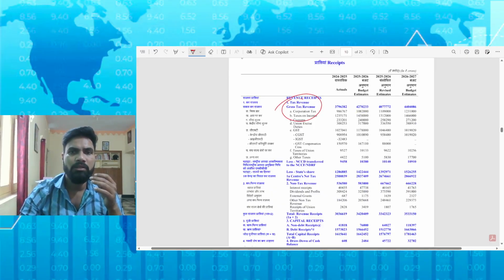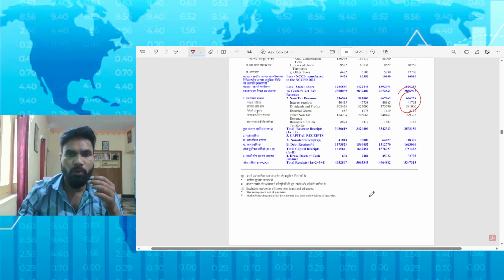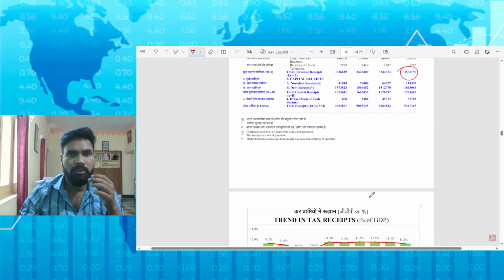Tax revenue, gross tax revenue, if you see, it's estimated at 44 lakh crore rupees. Then non-tax revenue is 6 lakh 66,000 crore rupees. Then capital we have included. Total revenue receipts, I'm sorry, total revenue receipts are estimated at 35 lakh crore rupees.